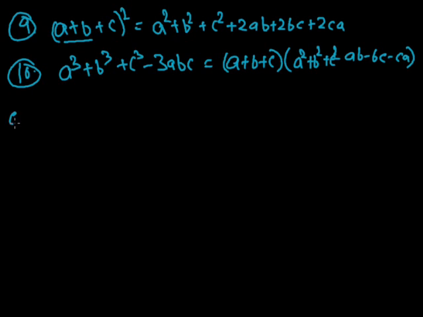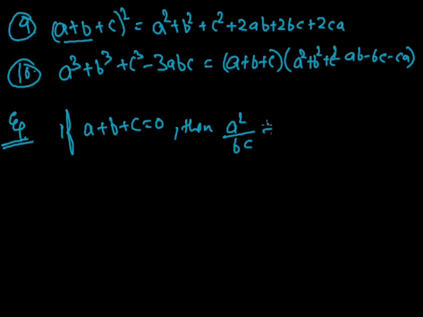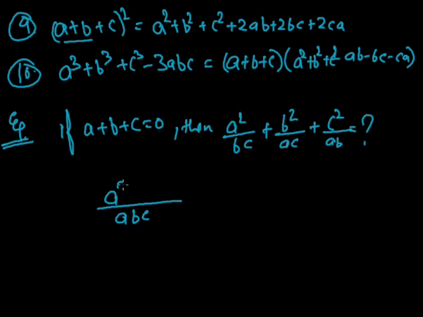Let's solve a sum based on this. We are given that a plus b plus c is equal to 0. Find the value of a square upon bc plus b square upon ac plus c square upon ab. To solve this, we take the LCM abc, which gives a cube plus b cube plus c cube upon abc. As we have studied in the identity, a cube plus b cube plus c cube minus 3abc is equal to a plus b plus c into a square plus b square plus c square minus ab minus bc minus ca. If the value of a plus b plus c is 0, then this expression will be 0.